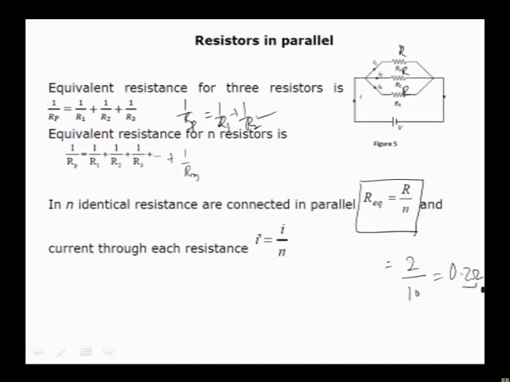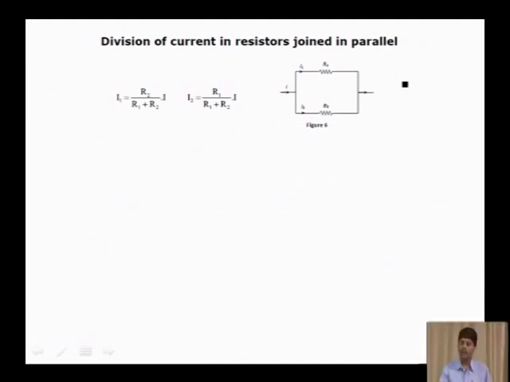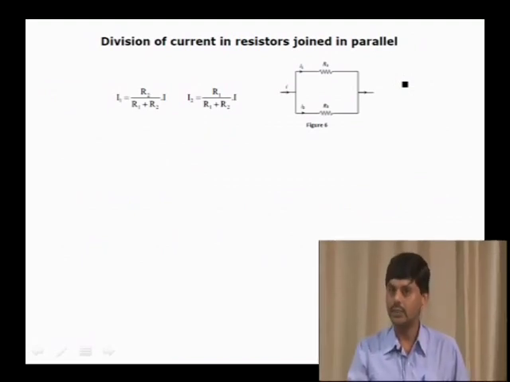Similarly, in this case, the potential across all the resistors is the same. The current will divide. The current in each resistor we can calculate: I dash, the current in each resistor, is equal to I divided by n. This is applicable only when all the resistors are equal. Now, division of current in resistors joined in parallel.